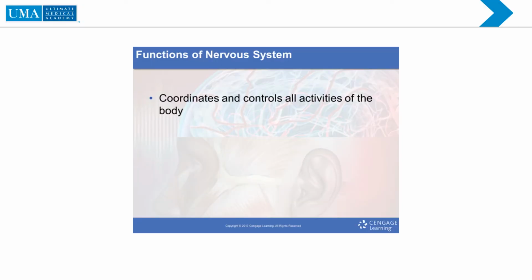The nervous system, which has the brain at its center core, coordinates as well as controls all of our bodily activities. So when the brain ceases to function, the body is no longer able to live on its own.